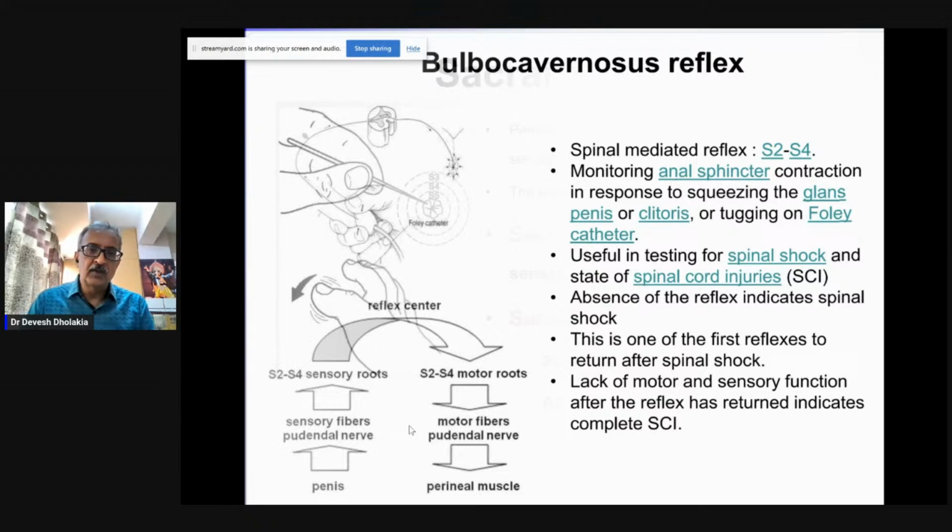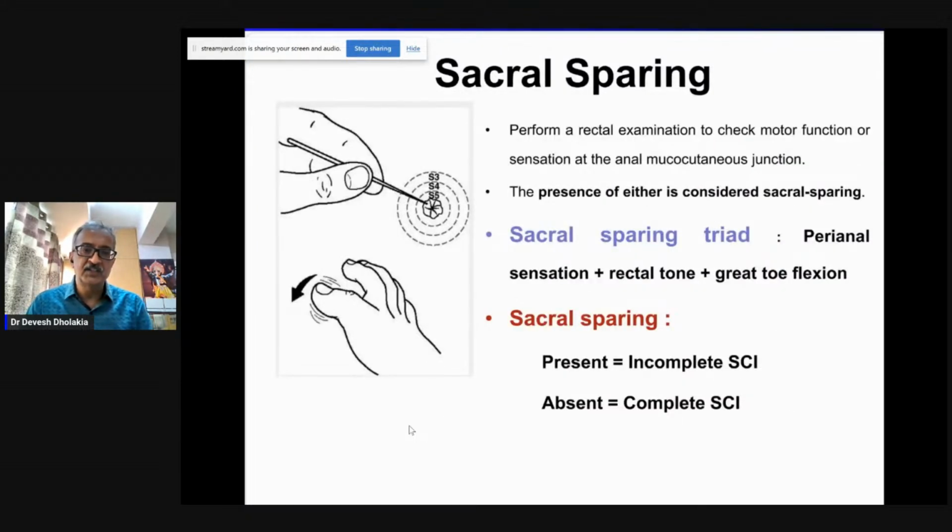As I was saying in the beginning, for sacral sparing, look for sensation at S2, 3, 4, that is around the perineal region. Look for contraction of the anorectal muscles by putting a finger and telling the patient to contract. The sacral sparing triad consists of perineal sensation, rectal tone, and great toe flexion, that is S1. If there is sacral sparing, it is called an incomplete spinal cord injury. But if there is no motor or sensory function and no sacral sparing, that indicates a complete spinal cord injury and is unlikely to recover even after the surgery you have planned.